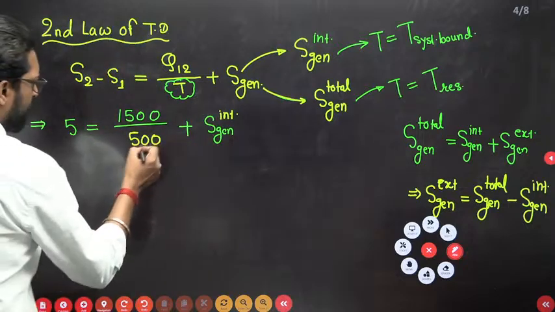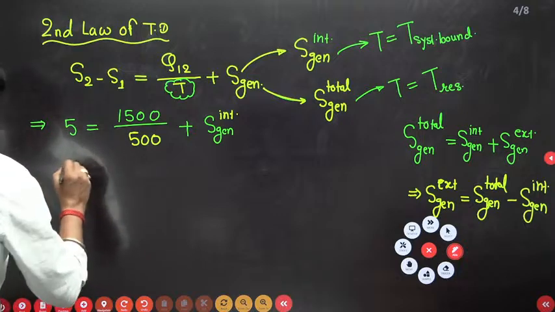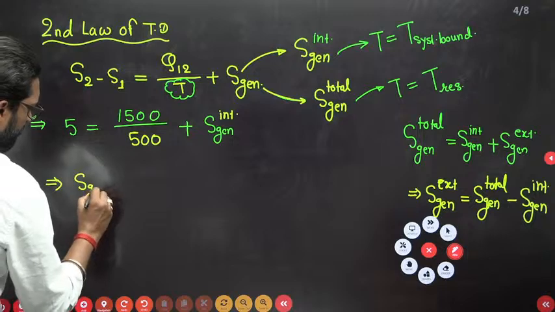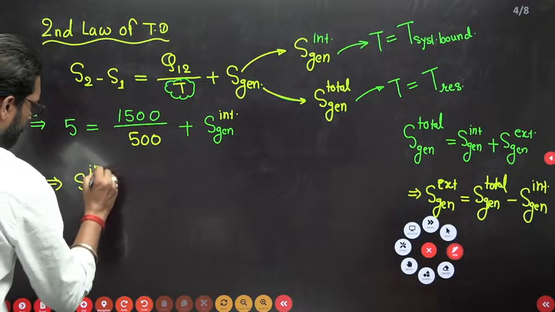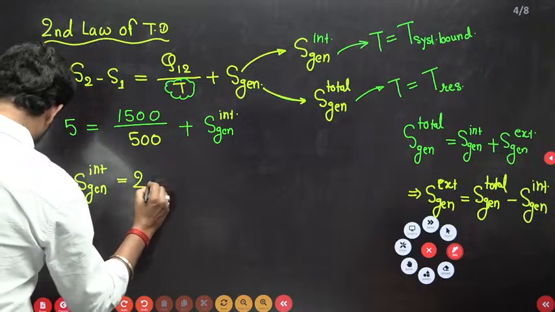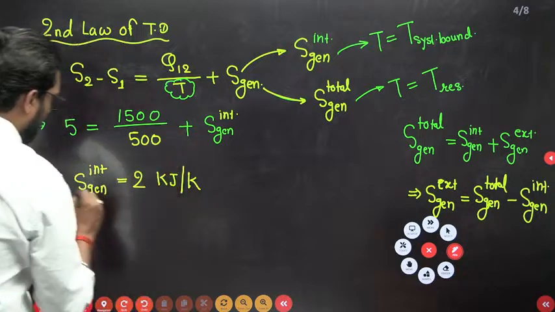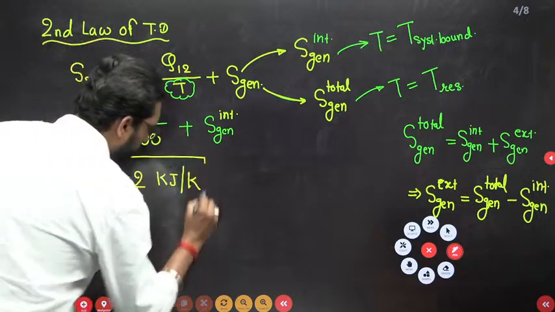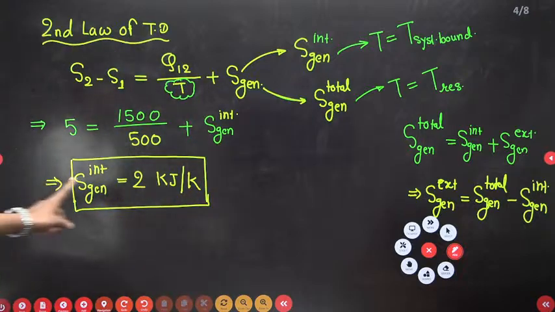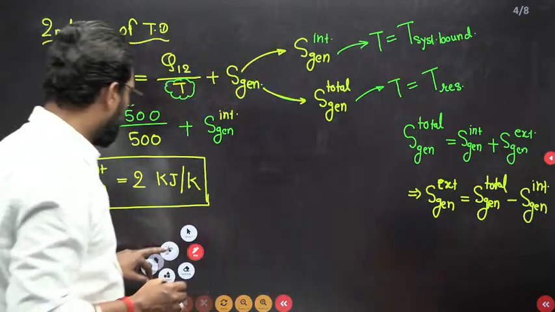So if you take this one, how much is the internal entropy generation? It is 2 kilojoule per Kelvin. This is your internal entropy generation. Clear? Now, if you find external, first find total.